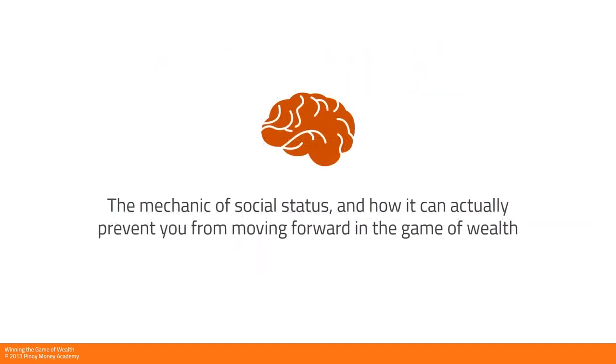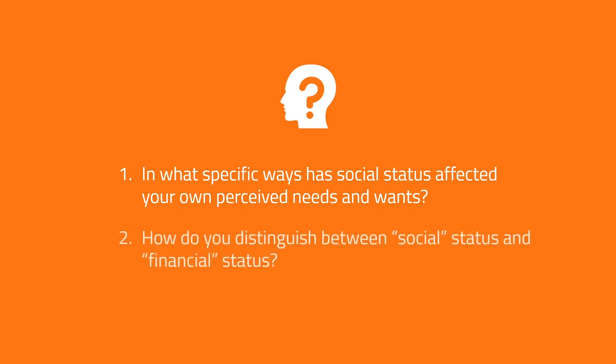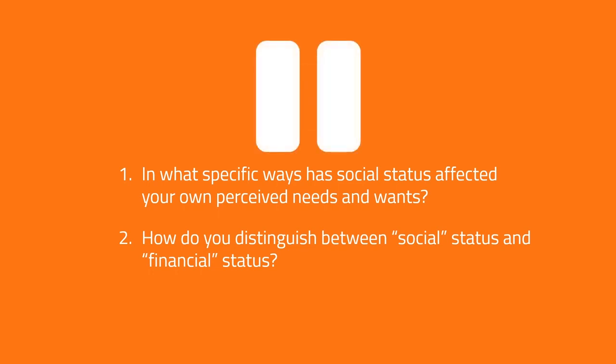Be aware of the mechanic of social status and how it can actually prevent you from moving forward in the game of wealth. So here are my questions for you. Number 1, in what ways has social status affected your own perceived needs and wants? Ano yung mga bagay na nakita mo sa ibang tao at dahil doon, gusto mo na rin siya? Okay? Number 2, how do you distinguish between social status and financial status? These two questions are extremely important for you to answer. So if you have been skipping the past 2 exercises, you really need to do this. Pause the video and answer these 2 questions.